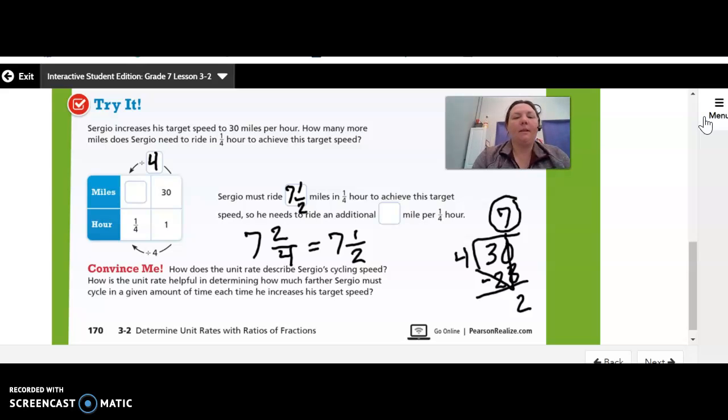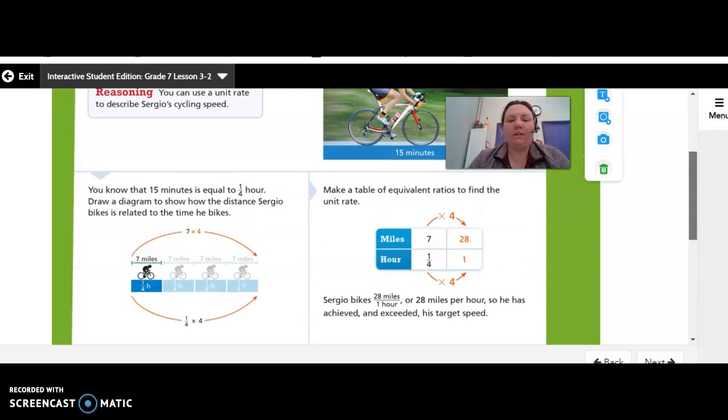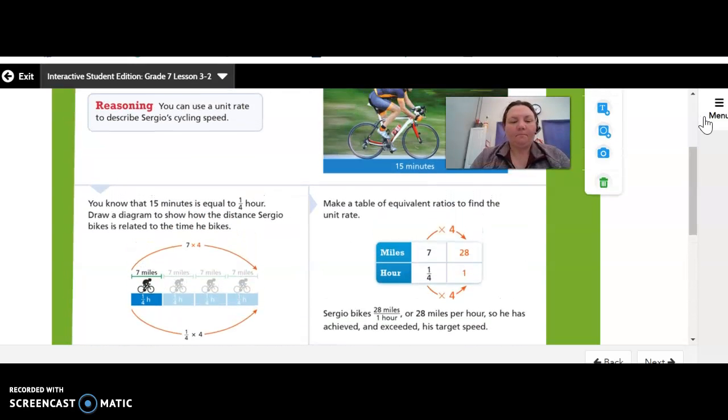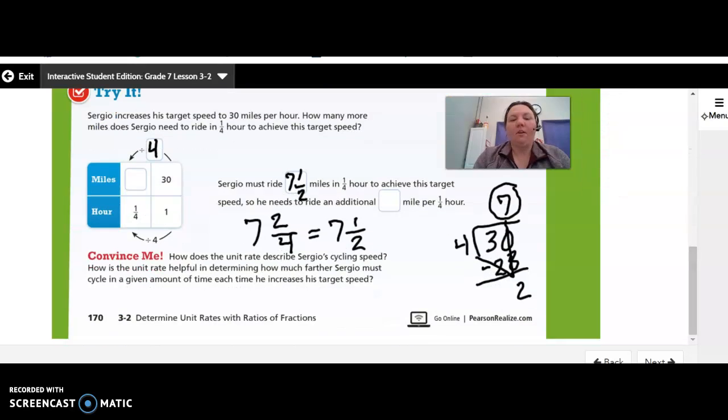or in 15 minutes. But now notice the question said how many more. So we need to move up, and we need to look at some prior knowledge here, and you'll notice in the example at the top of the page, he was only going 7 miles in a quarter of an hour, which means that he needs to go an additional half of a mile. So make sure that when you're reading word problems, it's not just about doing the division or simplifying the proportion, it's also about making sure we read and do every step of the problem.